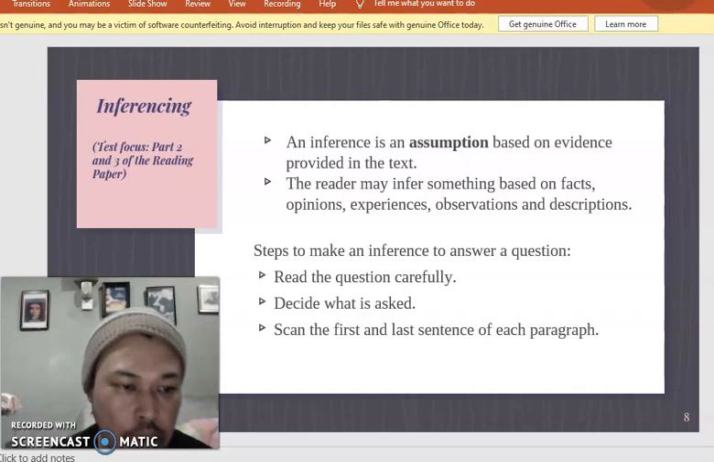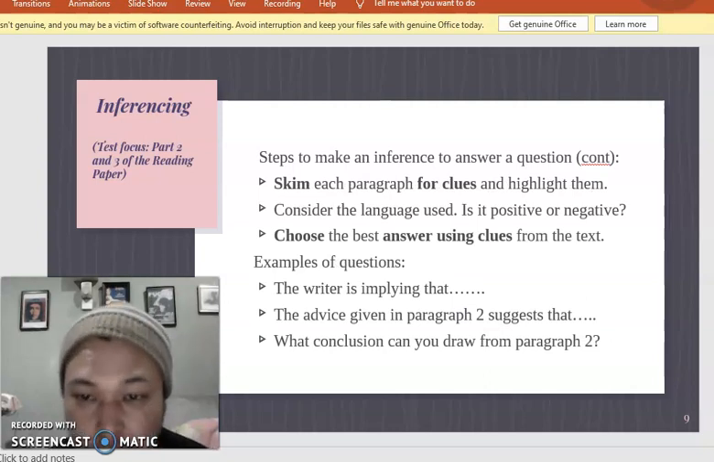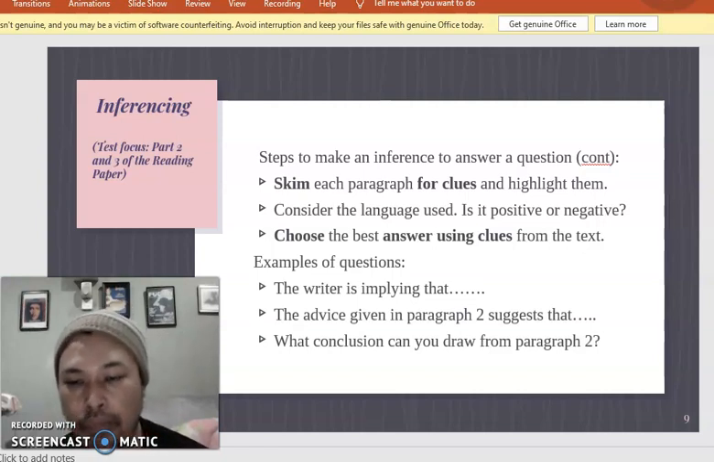So we go to the next one again. For inferencing, the steps to make an inference to answer a question, continued. You have to skim each paragraph for clues and highlight them. Consider the language used. Is it positive or negative? Choose the best answer using clues from the text.